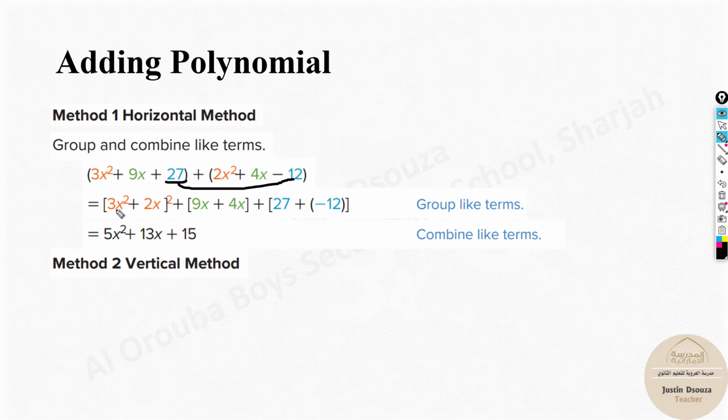So you can see in this line, you can say 3x squared plus 2x squared. 9x plus 4x. 27 minus 12.